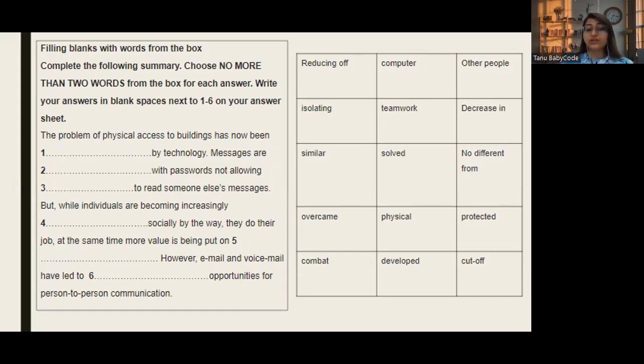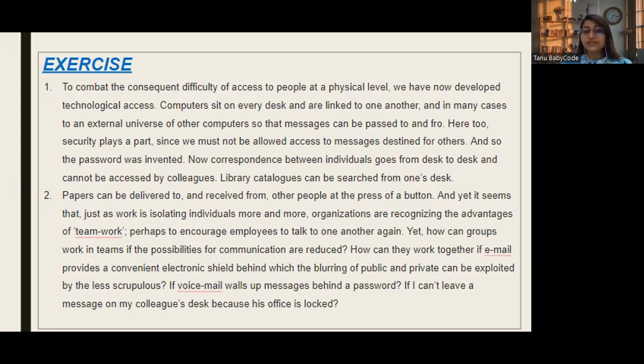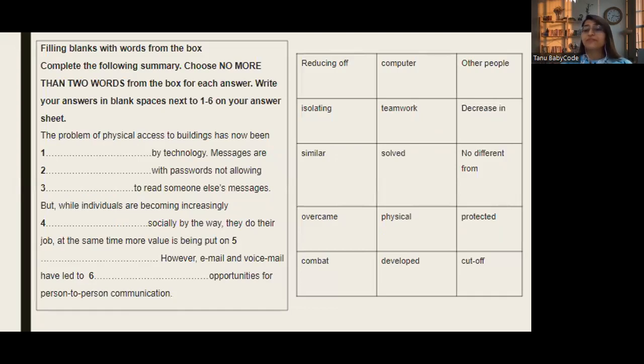Email and voicemail have led to dash opportunities. Now, what they are saying is, yet how can groups work together if the possibilities for communication are reduced? So they are talking about fewer possibilities of communication. They are actually reduced. How can they work together if email provides a convenient electronic shield? Because now they have email, they have voicemails, right, behind a password. So what is actually happening is the communication is getting reduced now because of email and voicemail. So for reduced opportunities, the word you can use here is decrease in opportunities, because you can't fit the word reducing of opportunities. That is incorrect here. You have to look at your grammatical structure.